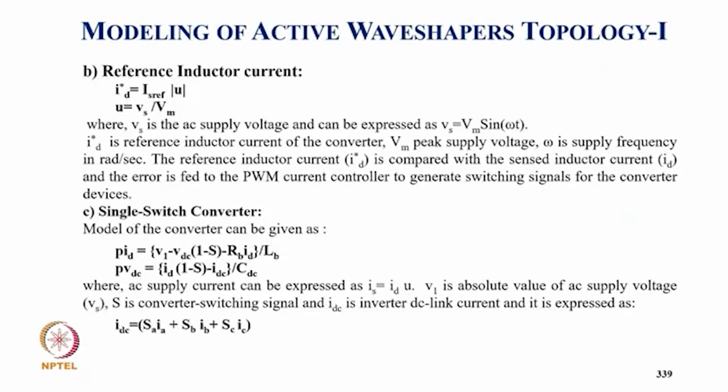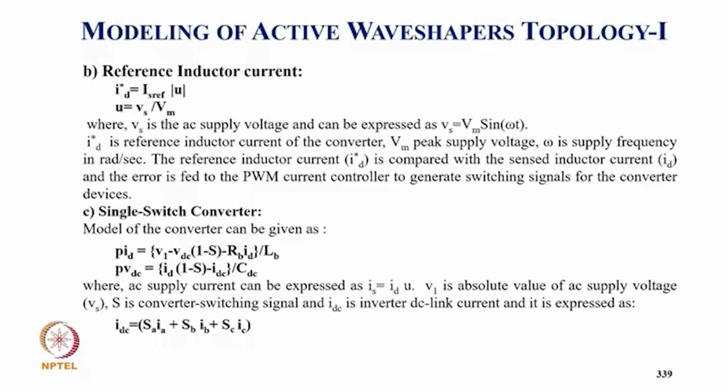So the reference inductor current is Id star equal to I_ref into the absolute value of u, where u is Vs upon Vm, and Vs is the supply voltage, which can be expressed as Vs equal to Vm sin omega t. Id star is the reference inductor current of the converter, Vm is the supply voltage amplitude, and omega is the supply frequency in radians per second. The reference inductor current Id star is compared with the sensed inductor current Id, and the error is fed to the hysteresis current controller to generate the switching signal for the converter devices.